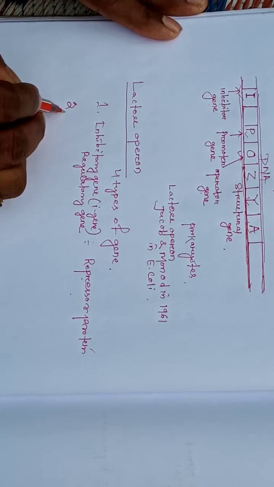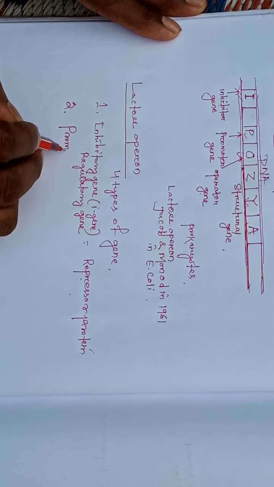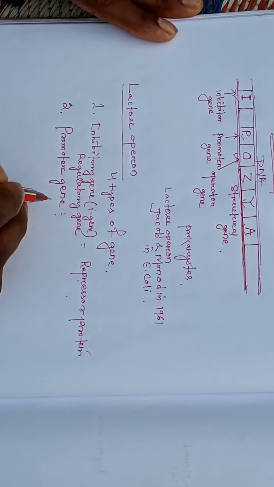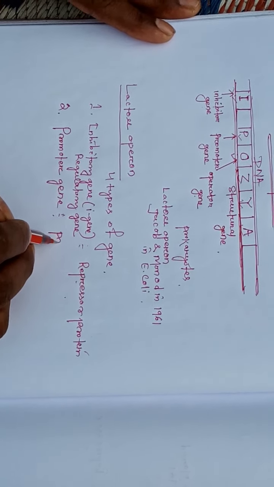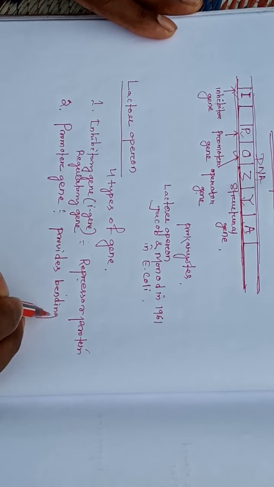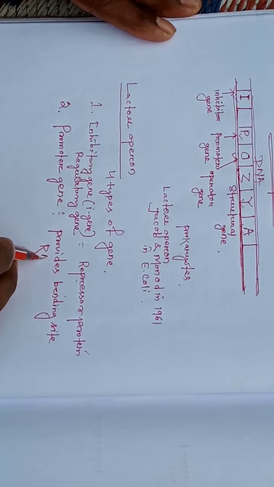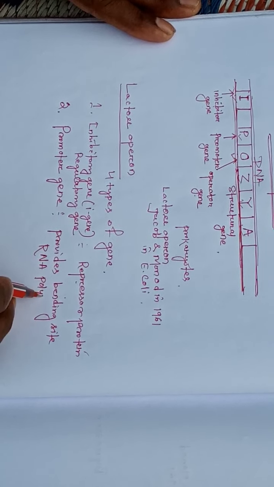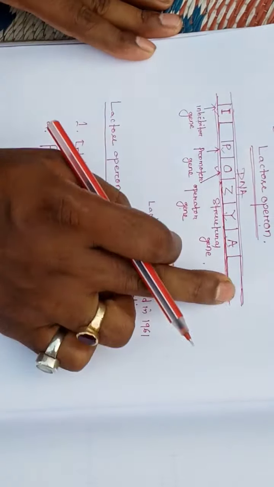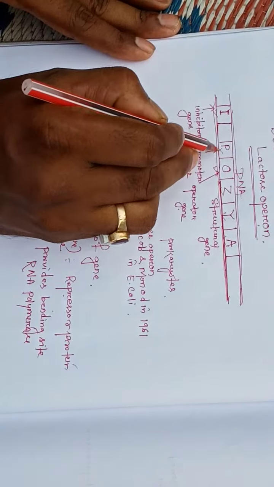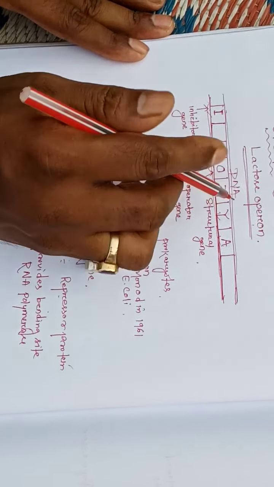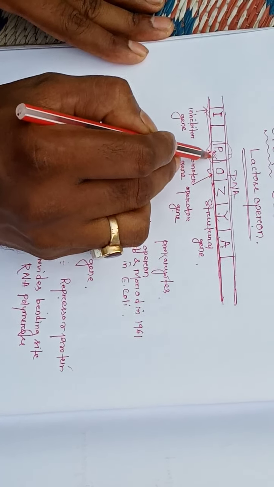The second is the promoter gene. The promoter gene provides the binding site to RNA polymerase. You know the enzyme RNA polymerase helps in transcription. So here, this is the operon system. This is the promoter gene, and this site provides the binding site to RNA polymerase. RNA polymerase attaches to this site.